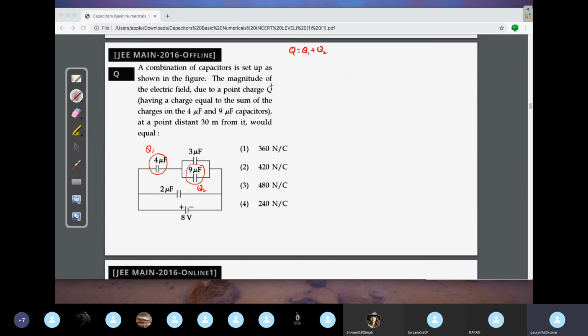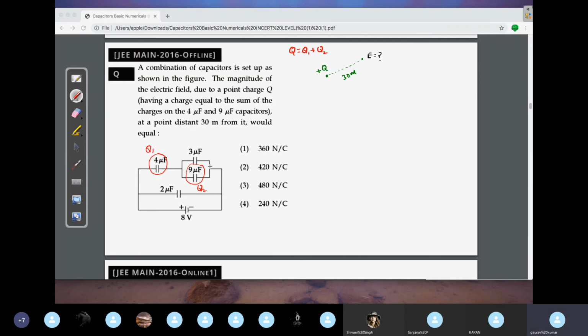For this point charge Q, let's say plus Q, at a distance of 30 meter from it, you have to find the value of E. This is the question. So first of all, you have to solve it.